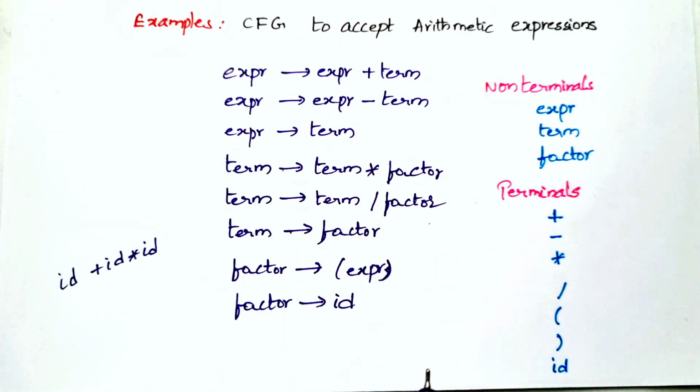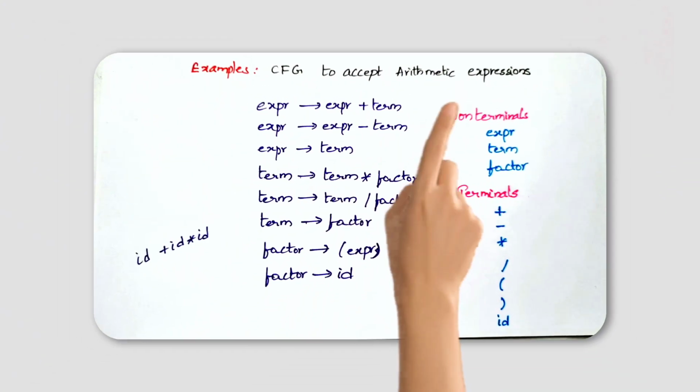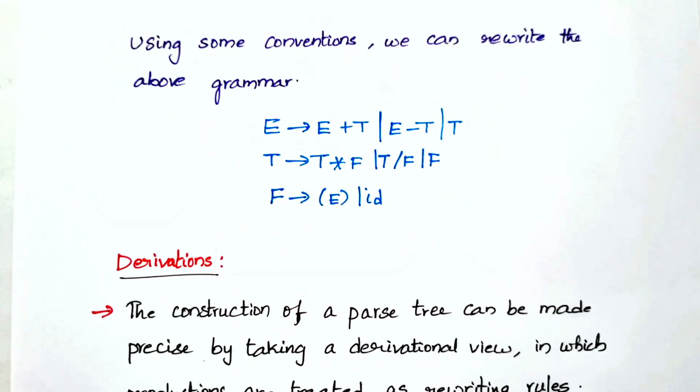We can summarize the context-free grammar as a formal way of describing the syntax of a programming language. It consists of non-terminals, terminals, production rules, and a start symbol. Context-free grammars are widely used in compiler design to define programming language syntax and to build parsers that check the correctness of the program. For understanding the context-free grammar easily, generally we use some conventions.